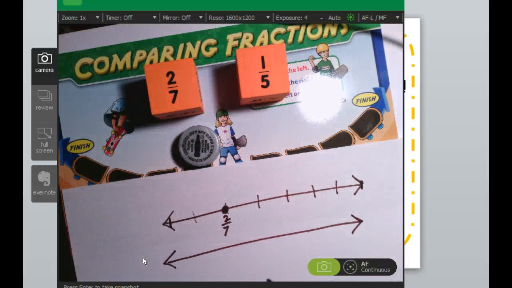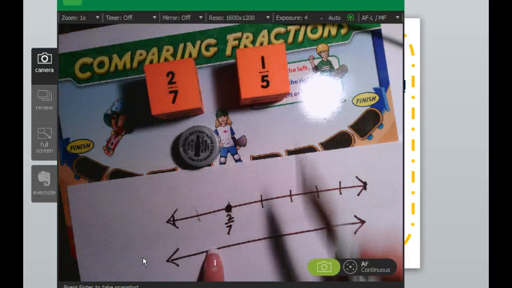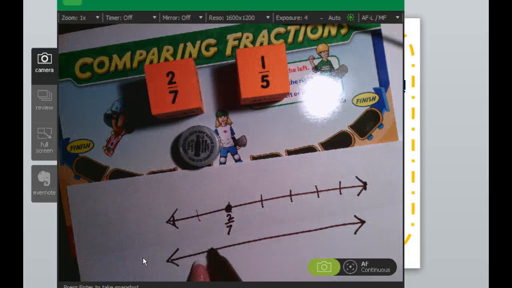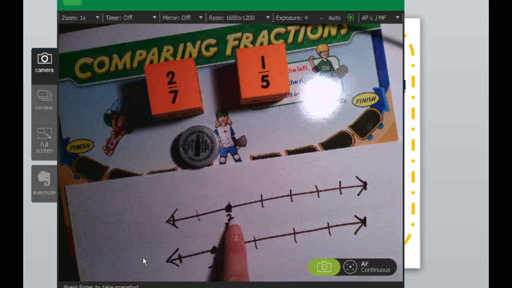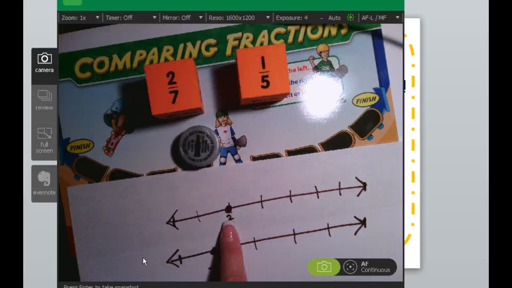But now let's do 1/5. So let's divide this number line into fifths. So we have 1, 2, 3, 4. That could be our fifth little spot there. So we have 1, 2, 3, 4, 5. 1/5 or 1 hop would be about right here. So again, I can easily see that 2/7 is greater.